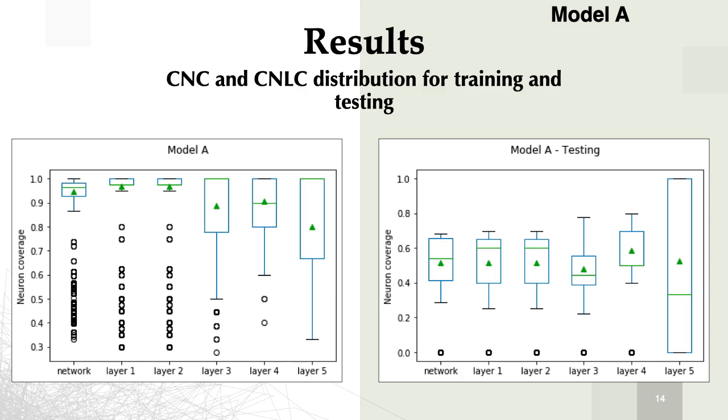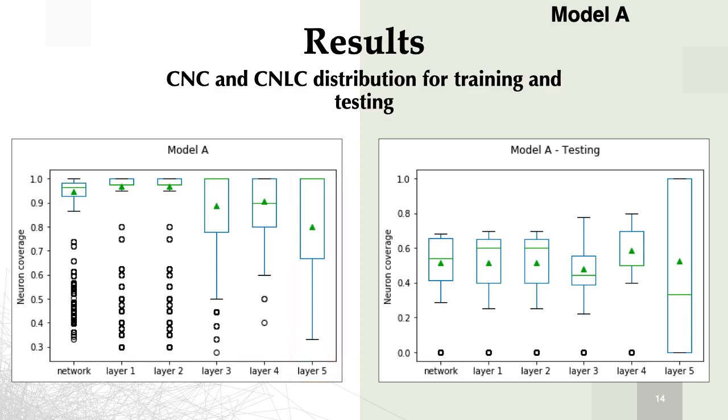Now, after performing the experiments and computing the metrics, we can start talking about the evolution of coverage for Model A. These plots show the distribution of CNC and CNLC over training and testing in Model A. During training, for CNC, on average, 95% of the neurons were activated, and all the layers were able to execute all of their neurons, that is CNLC. Another interesting thing here is that the output layer of Model A reports the lower average, 80%, from the two models, showing that having fewer neurons does not necessarily result in higher cumulative coverage.